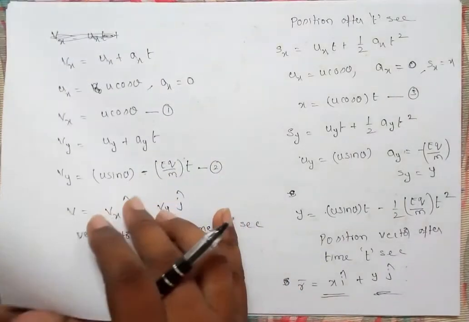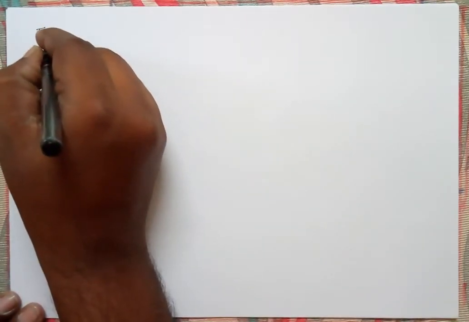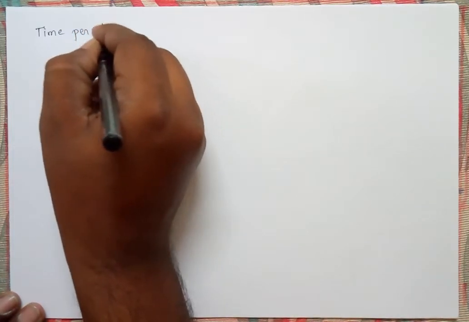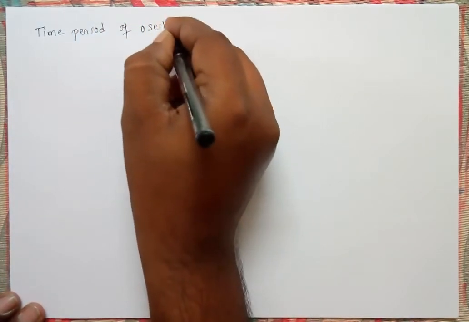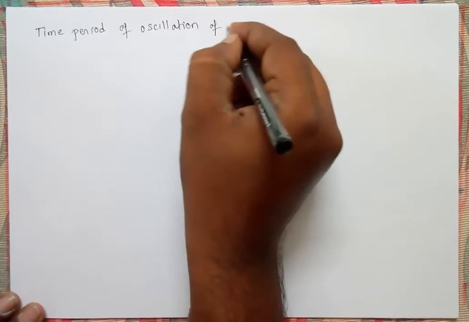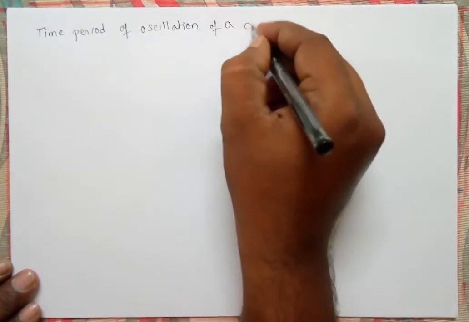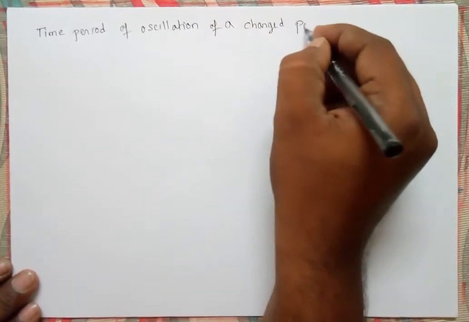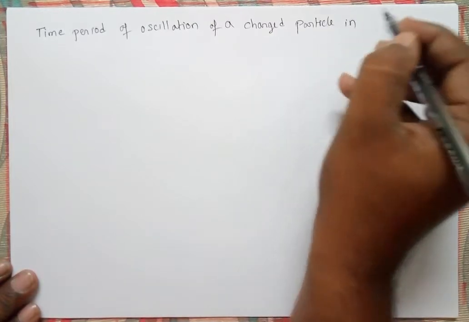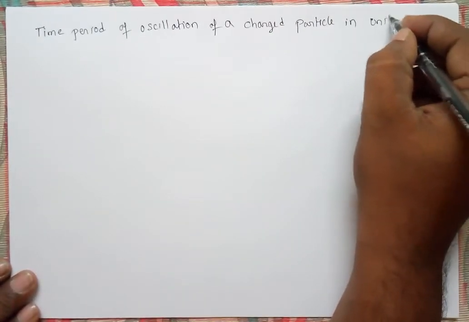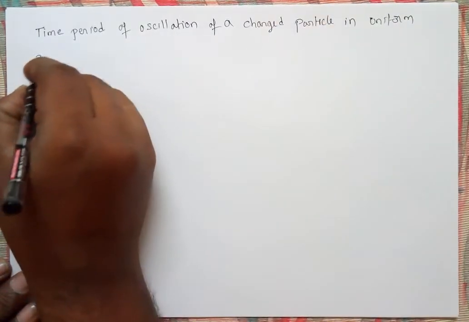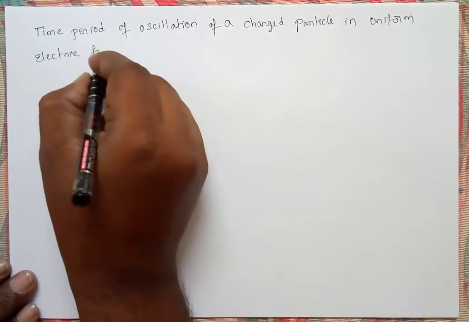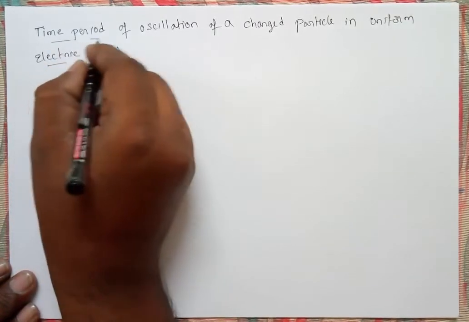Next we can go for the time period of oscillation of a charged particle in a uniform electric field.